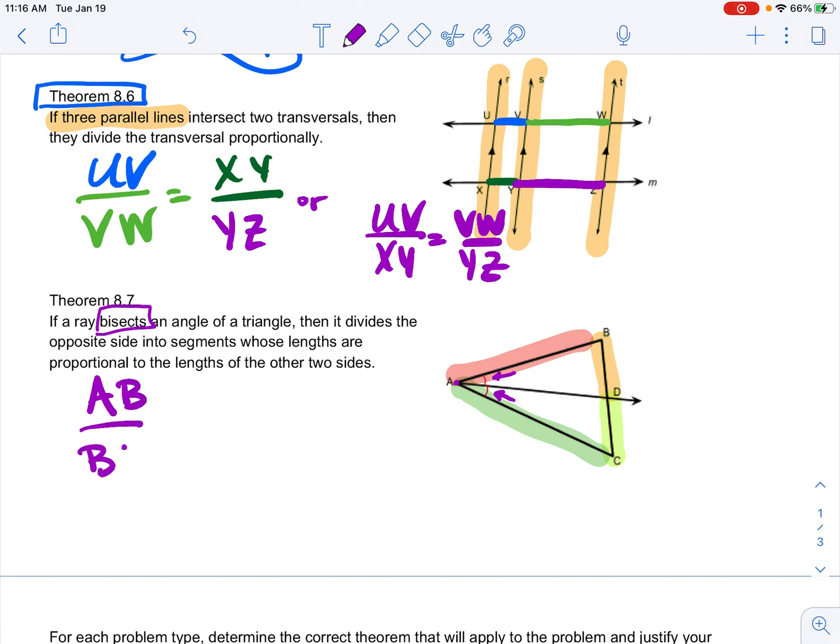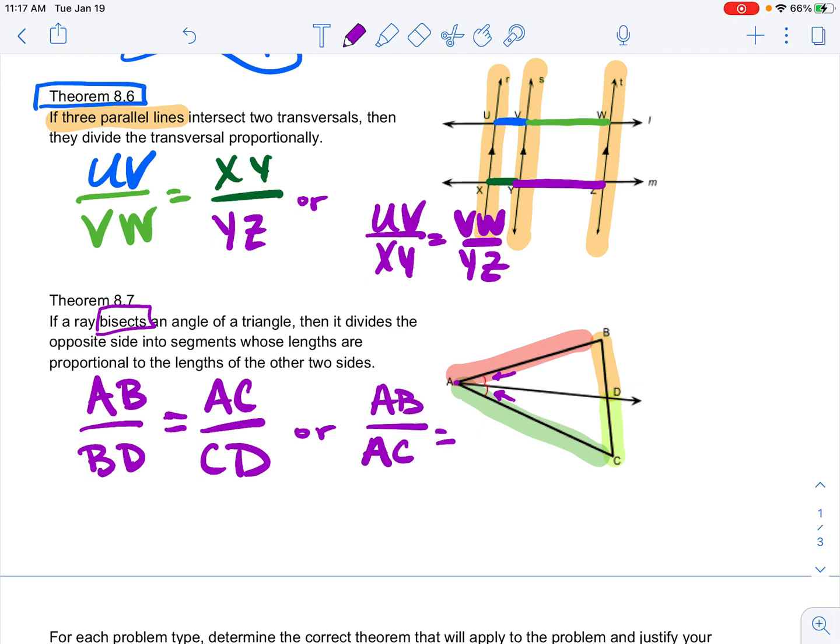So you can match up AB over BD, and you can match up AC over CD. Or you can match up the long to the long, so it's AB to AC is equal to short to the short.